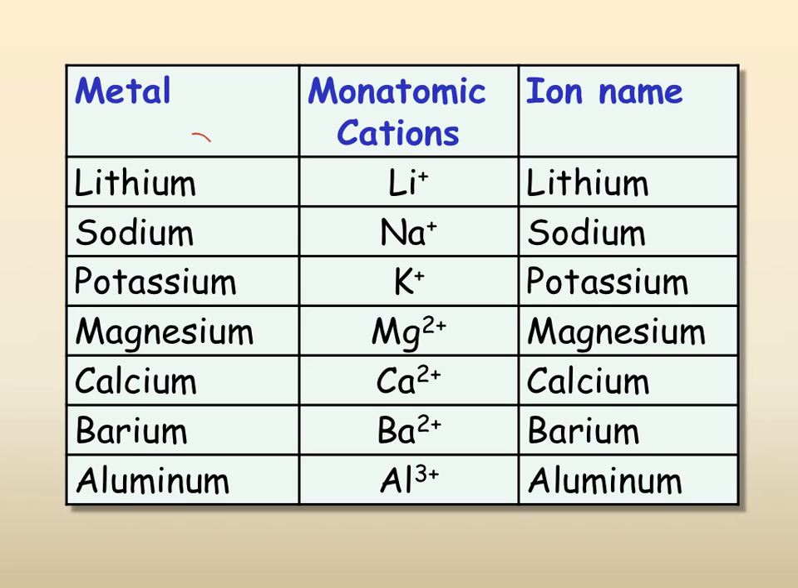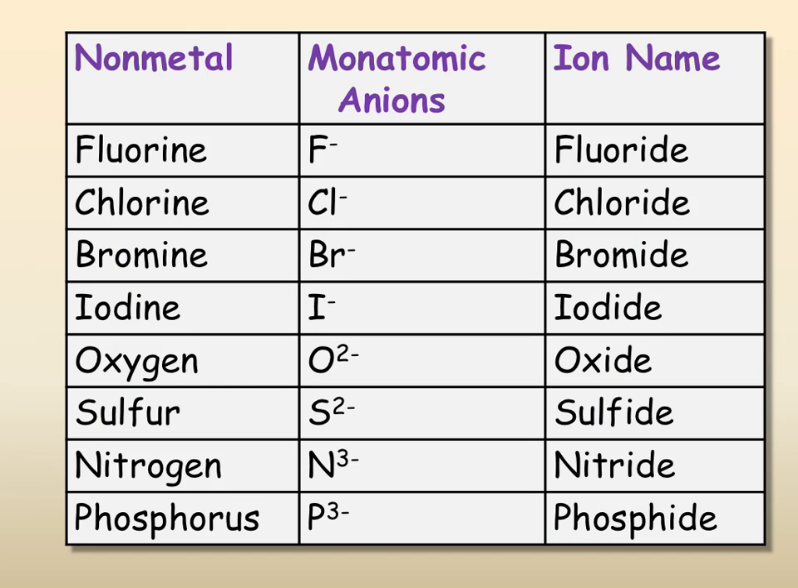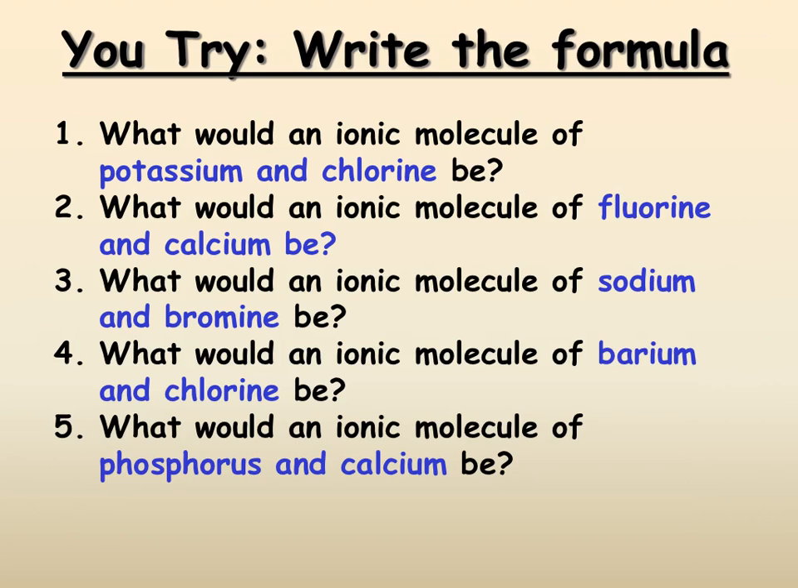fluorine's group makes a 1- ion, which you can see here. So again, if you understand the trends on the periodic table, this isn't something you have to memorize. So take these practice problems, see if you can come up with the ionic molecule that this should make.